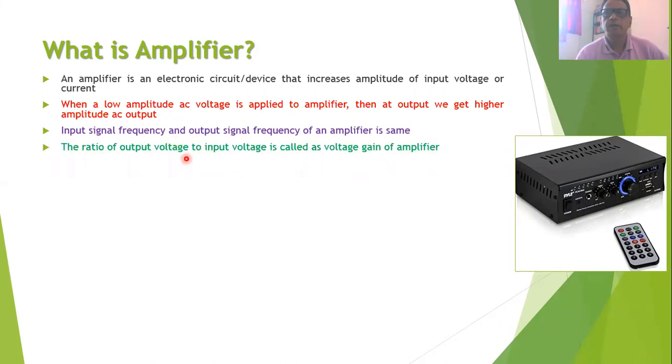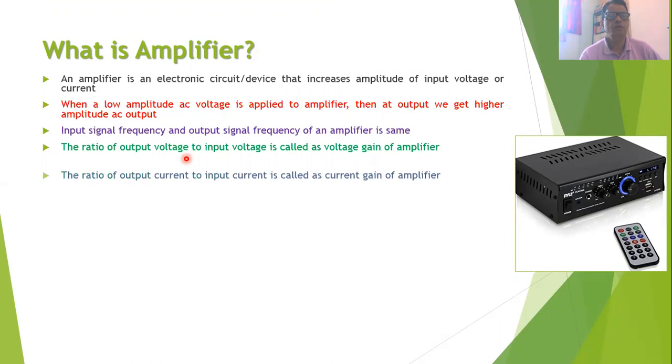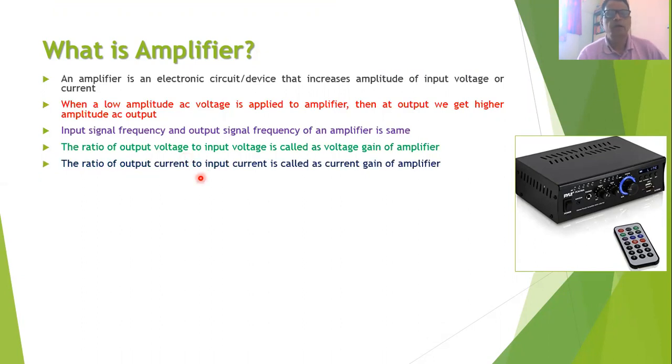When we take the ratio of the output voltage to the input voltage, it is called the voltage gain of the amplifier. When we take the ratio of output current to the input current, then that is called the current gain of the amplifier. So your amplifier can amplify voltage as well as current, and therefore we can say that the amplifier will increase the power of the input signal.